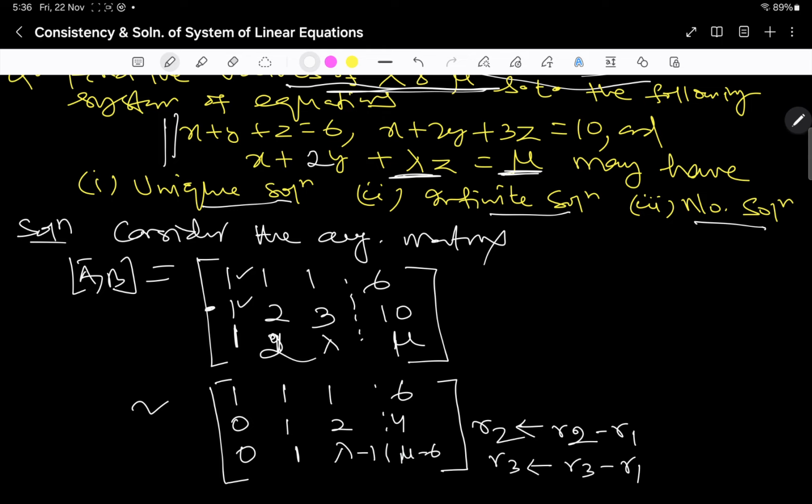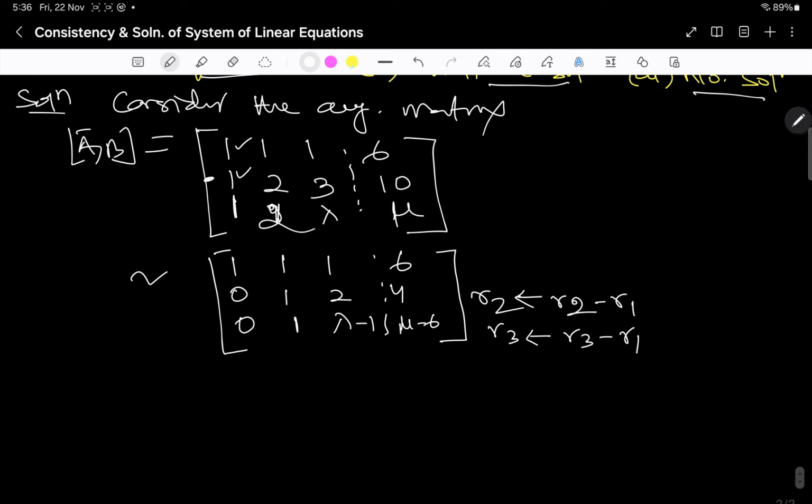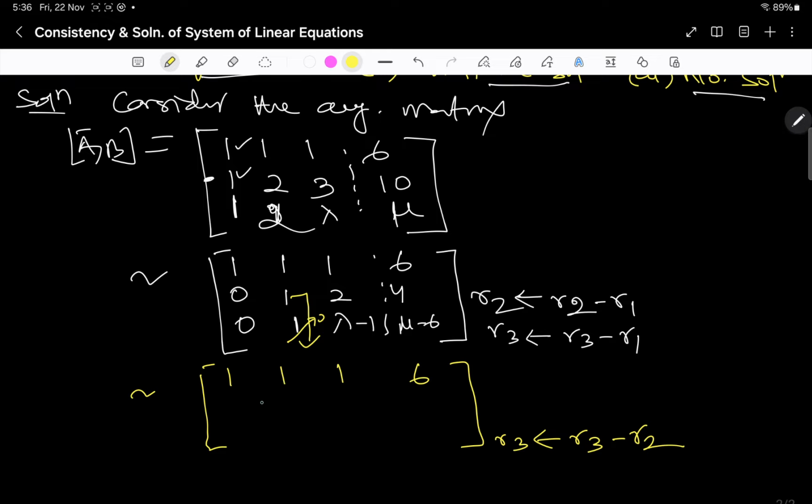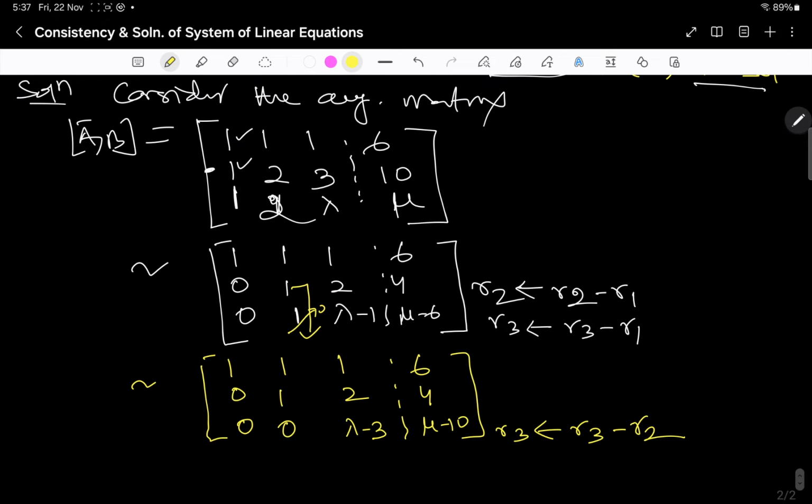Okay, mu minus 6. Now next step we have to bring this position to 0 by using this. So here R3 is replaced by R3 minus R2. Now row 1 remains the same, 1 1 1 6. Row 2 is 0 1 2 4, and what happens to your last row? It is 0, it is lambda minus 3, then it is mu minus 10. Okay, so now this is my final step here. Now we see the individual cases here.